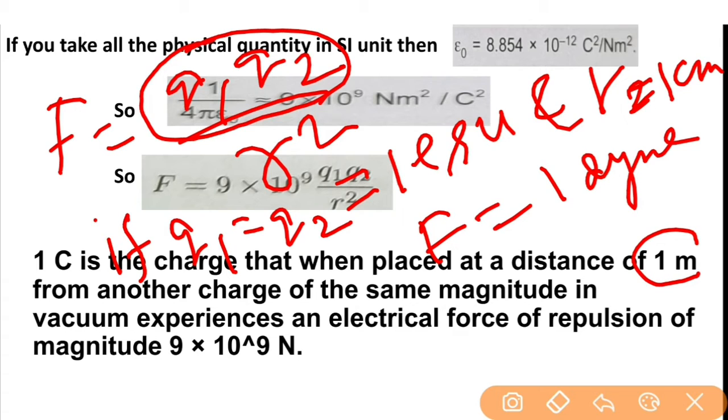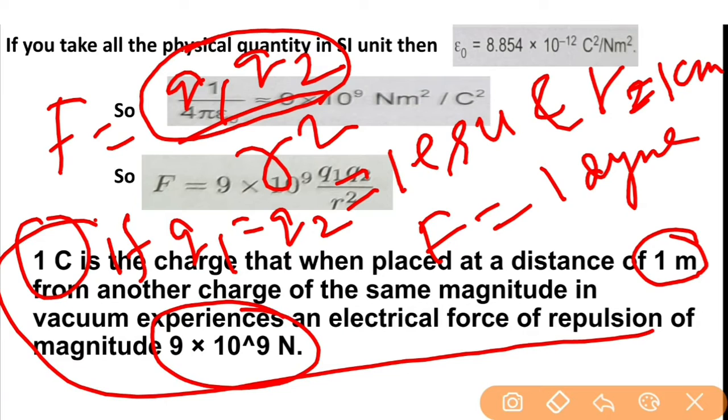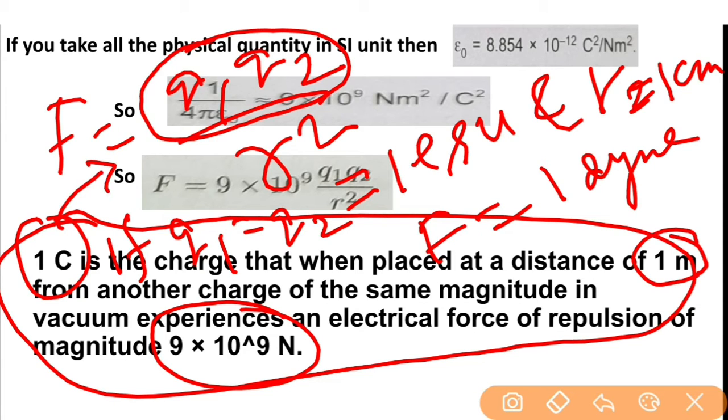Here we can replace 1 meter by 1 centimeter, 9 into 10 to the power 9 Newton by 1 dyne, and 1 coulomb by 1 ESU in the definition of 1 coulomb charge, and we get the definition of 1 ESU charge also. So we can get the definition of 1 ESU charge.